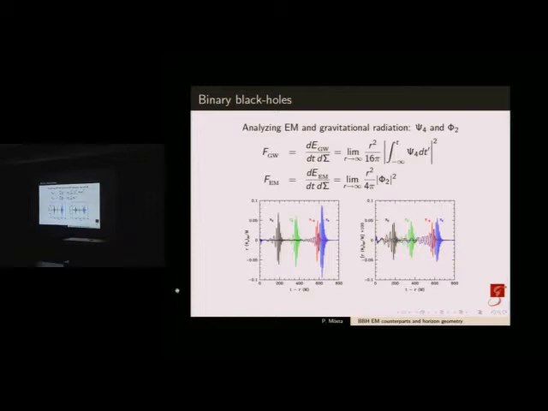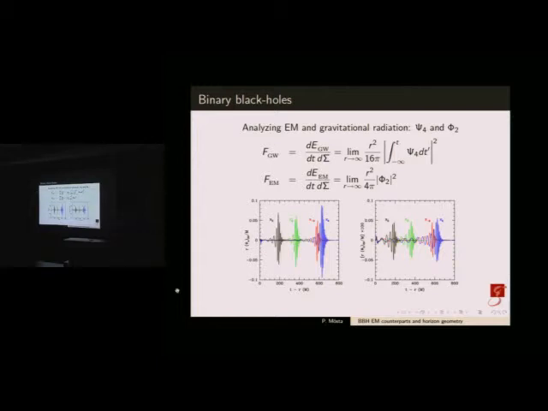And we can do something similar for the EM waves. There's a quantity called phi 2, which basically represents outgoing EM radiation, and that we can also obtain and then integrate over a sphere to get basically the flux of emission at a given time. And then we can look at how these things evolve in time.